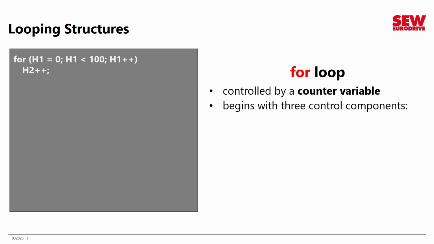Now you notice H1 appears in the for loop 3 times. And what are those for? Well, these control how the loop behaves. So let's see what each of the three does.